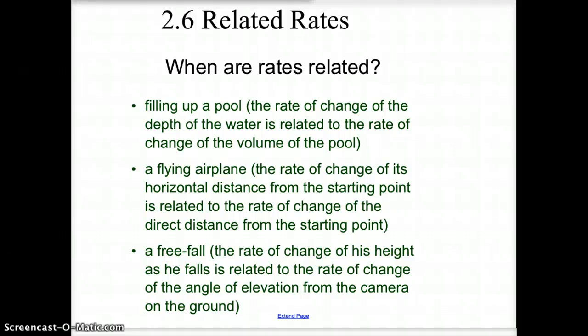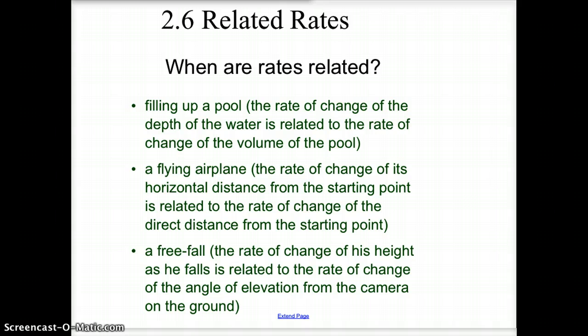Hi, this is section 2.6 called Related Rates. It's a very powerful section. We're measuring the rates of change of different amounts that are related to each other. For example, if you're filling up a pool, the rate of change of the depth of the water is related to the rate of change of the volume of the pool.